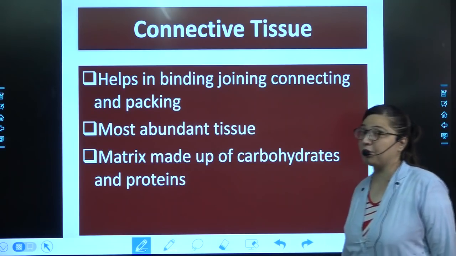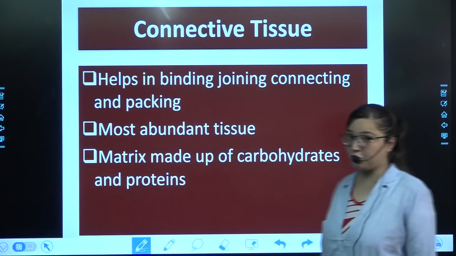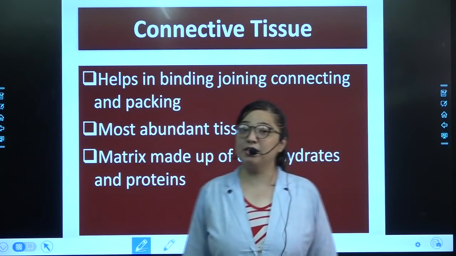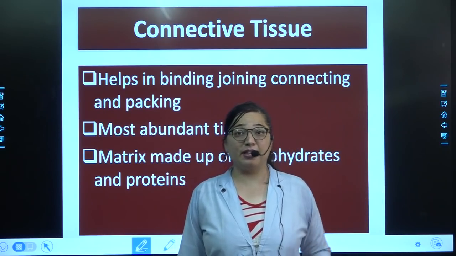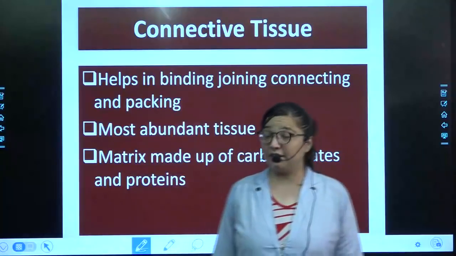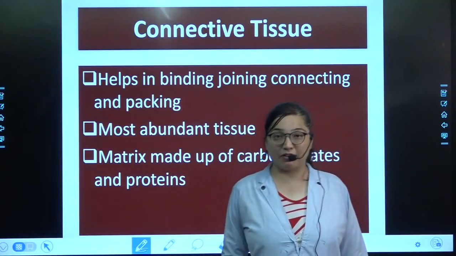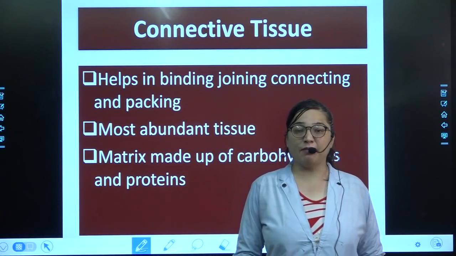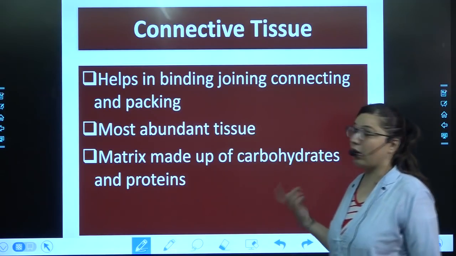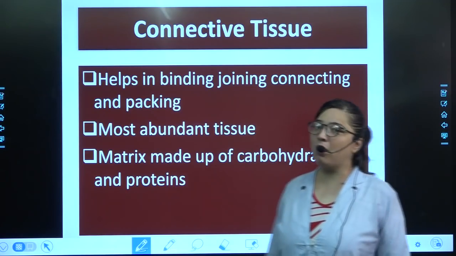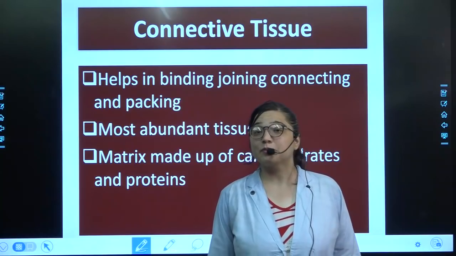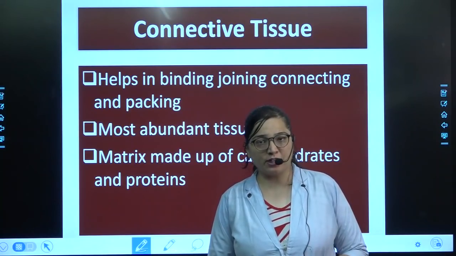Once again, some of the important points about the connective tissue. As the name suggests, what does it help in? It helps in connecting, and it is the most abundant tissue. And what is its matrix made up of? Carbohydrates and proteins. Once again, what are we talking about? We are talking about the connective tissues.